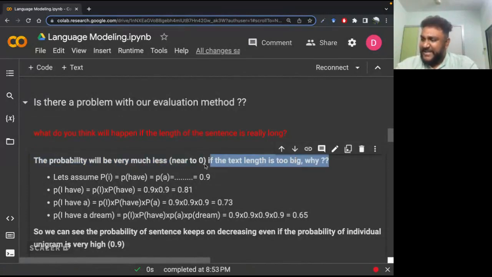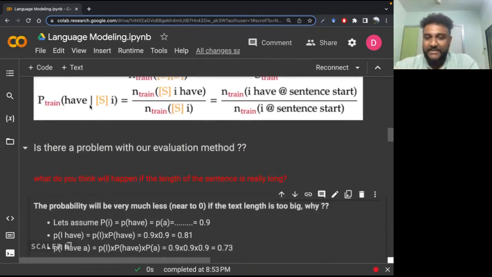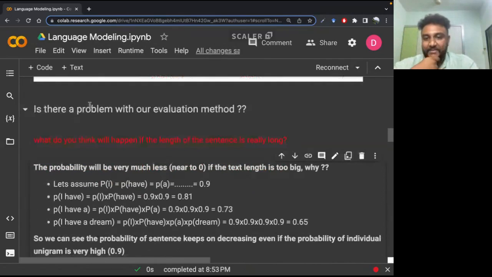So does this tell you something about the predictive power of our model? Do you think our model is more likely to recommend short sentences or long sentences if we use this evaluation method? What do you guys think? Will it favor short sentences or long sentences? Obviously, it will favor short sentences, right? It will try to give you suggestions based on the shortest sentence it can make given your prompt. That is the problem with this.